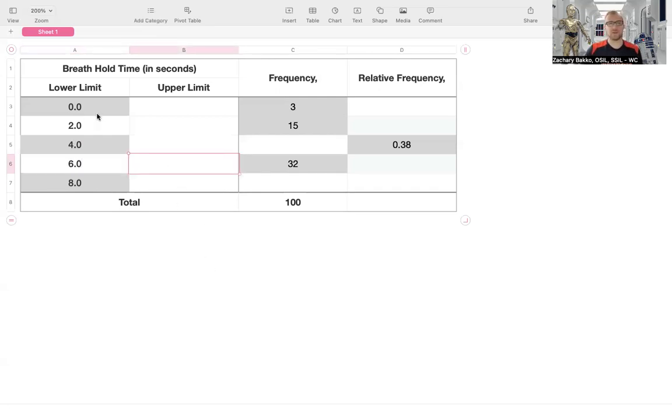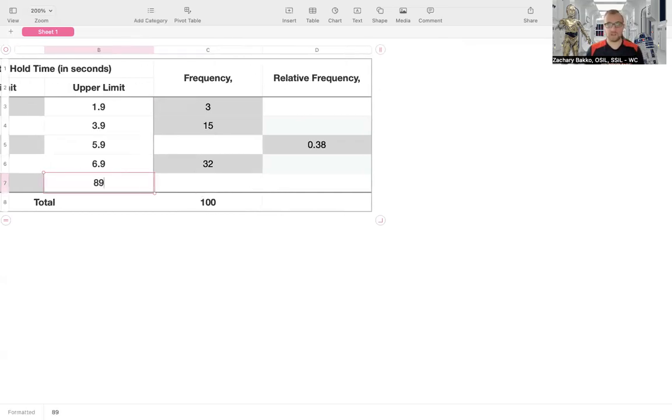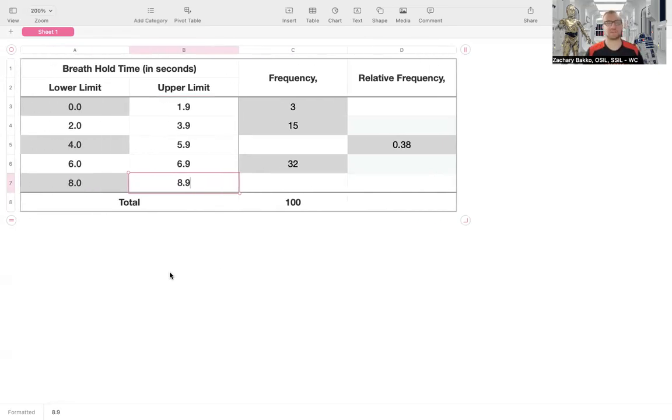And because this is going out to one decimal place, we can assume that our upper limit's going to be 1 less than what our next lower class limit's going to be. Remember, our classes can't overlap. So this is going to be 1.9, 3.9, 5.9, 6.9. And now you can either end on 8.9 or you can end on 9, whether you want to end it with not an even number since it's odd, but with a whole number, or you can continue with the pattern. Either works. I'm just going to continue with the pattern and end it on 8.9.